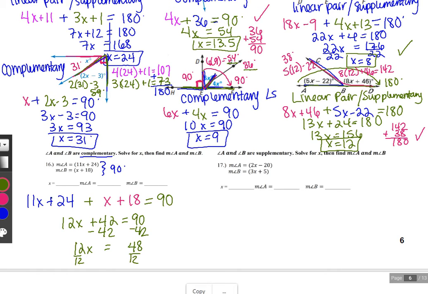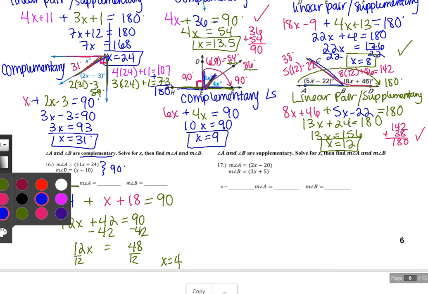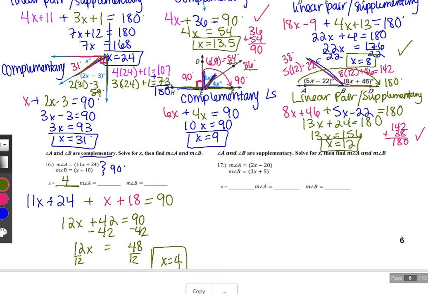Alright, so coming up here, I can fill in my blanks. So x equals 4. Now I need to plug them back in, find our angles. So I need to substitute x into my angle. So x equals 4. So let's see. 11x plus 24 is our measure of angle A. So I need to substitute in 4. So it's going to be 11 times 4 plus 24, which is going to be 68.